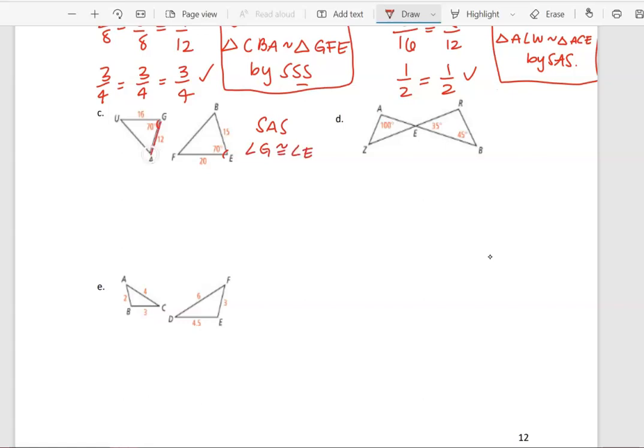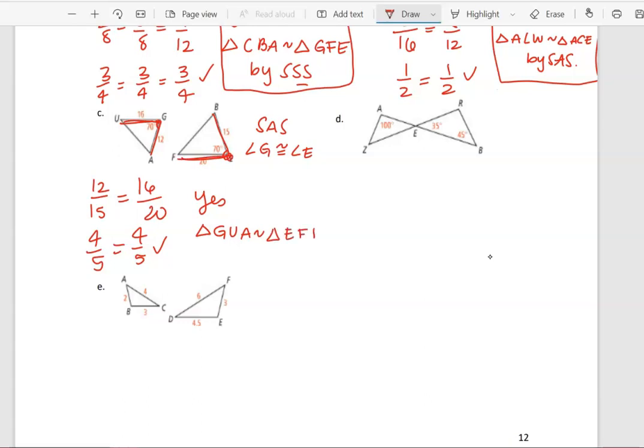And then let's do short side to short side, and make sure that's proportional to long side and the long side. So then I've got 12 over 15, that's 4/5. And then 16 over 20, that's also 4/5, amazing. So we can say yes, and I'll start with that angle and go to the long side. Triangle GUA is similar to triangle, start with this one and go to the long, EFB by side, angle, side.